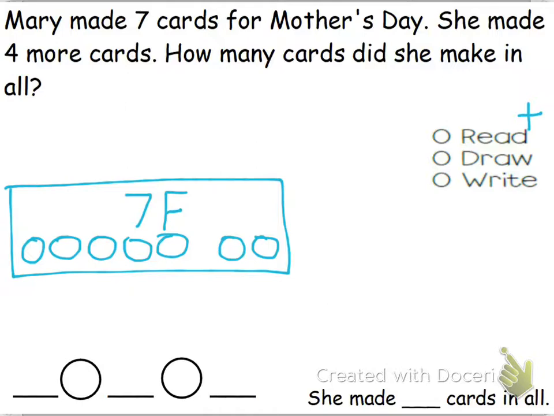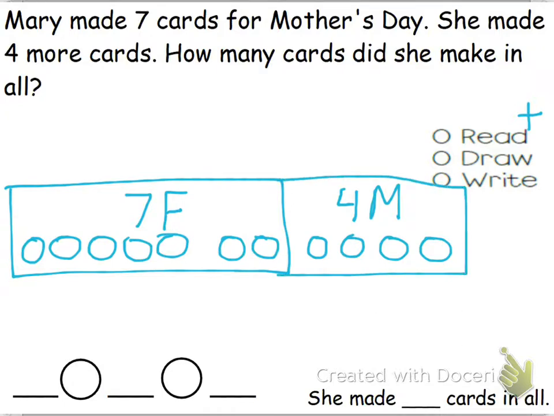Now, let's keep on going. She made 4 more cards. Well, I'm going to now draw 1, 2, 3, 4 more cards. So this is the 4 more cards that she made. So this is where I'm going to put the M. This is just what made more sense to me. So now I'm going to box this in.